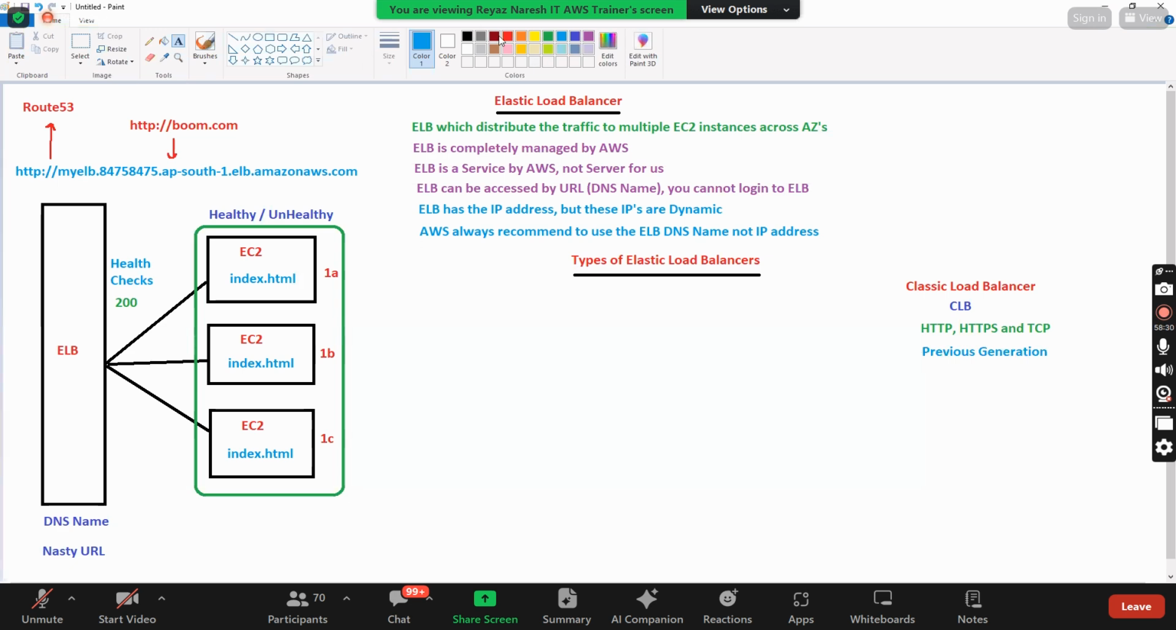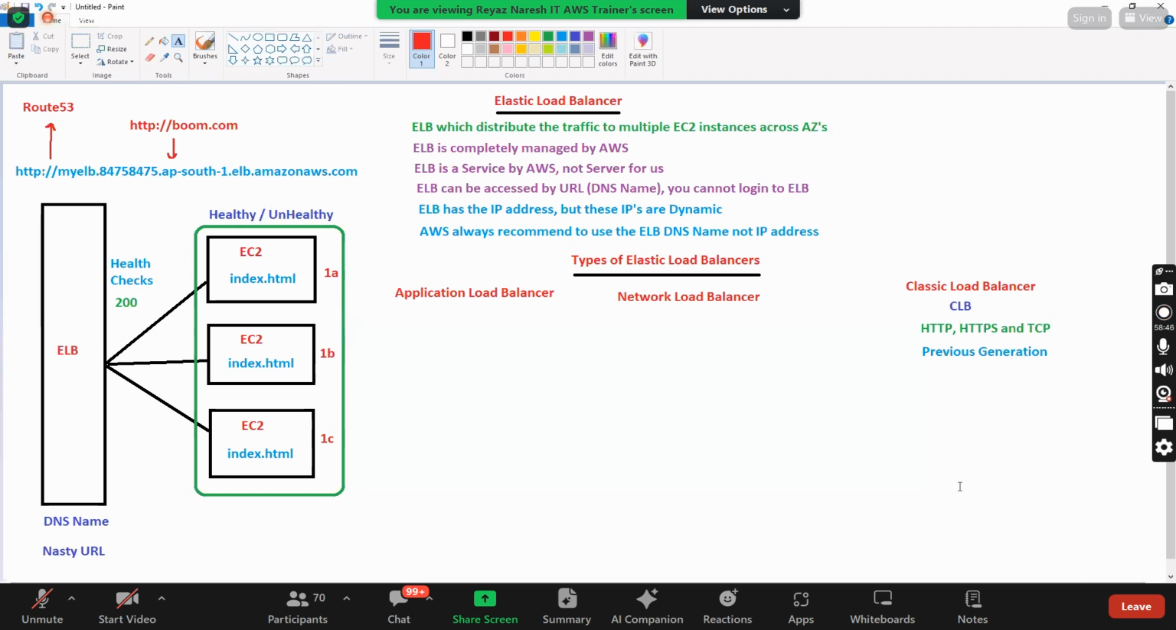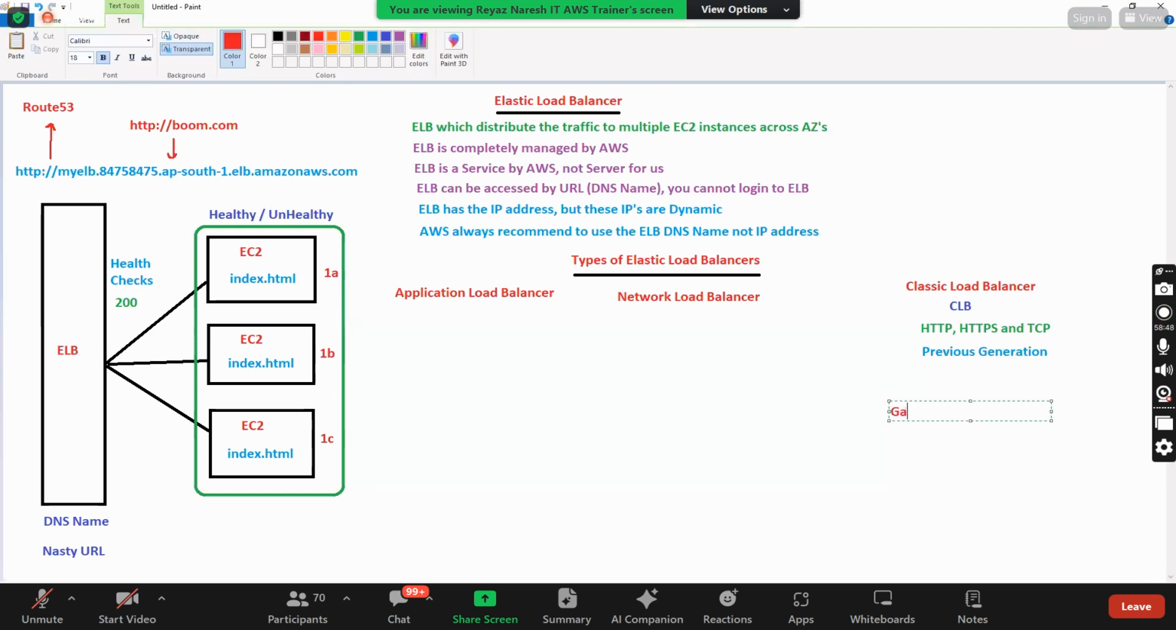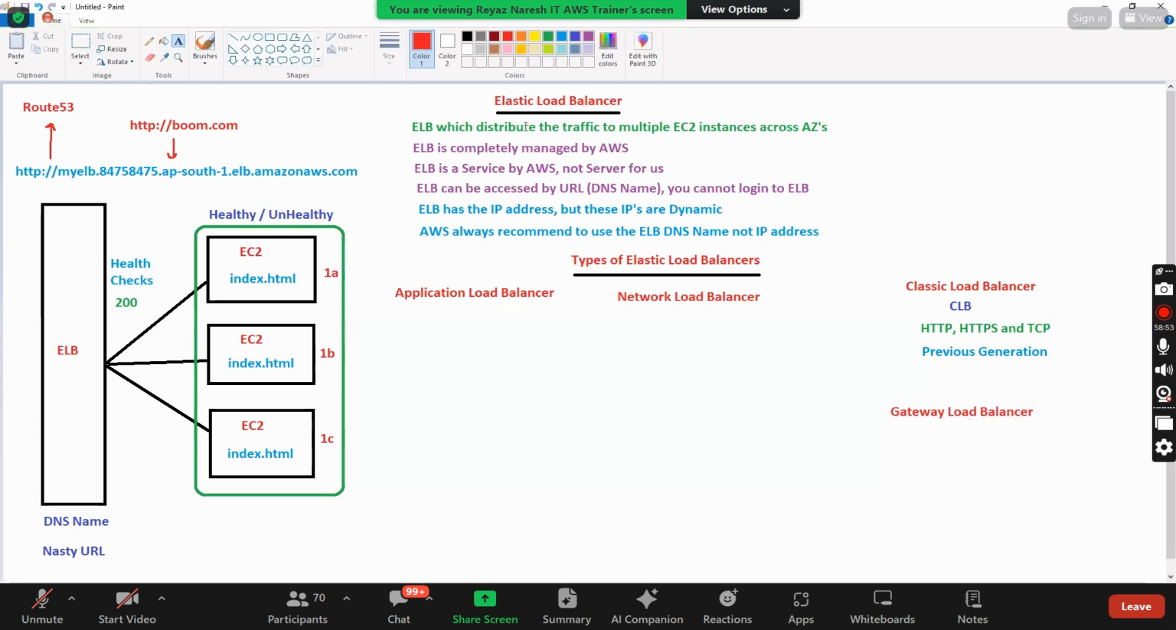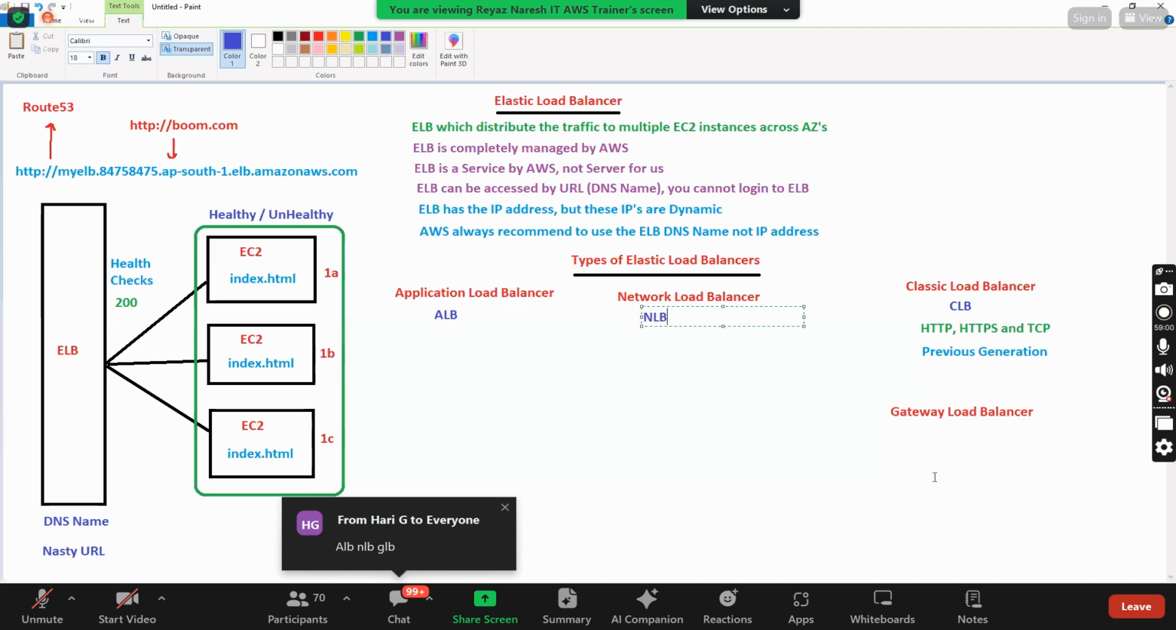As it is a previous generation load balancer, is it good to use? No. So now we have the latest load balancer, which is called application load balancer. Another one we call network load balancer. And finally, we have the latest load balancer, which is called gateway load balancer. In shortcut, we call them ALB, NLB, CLB, and the last one, GLB.